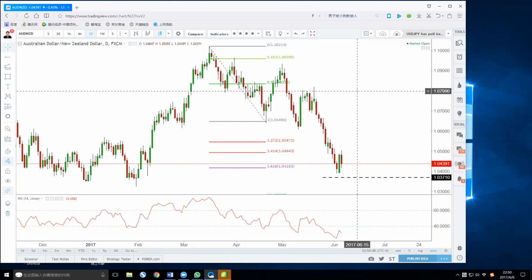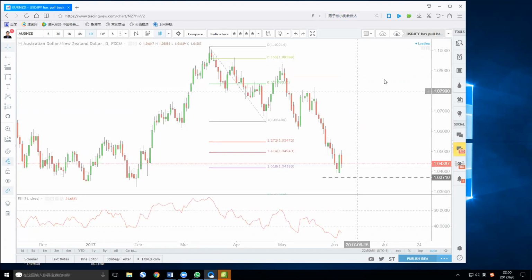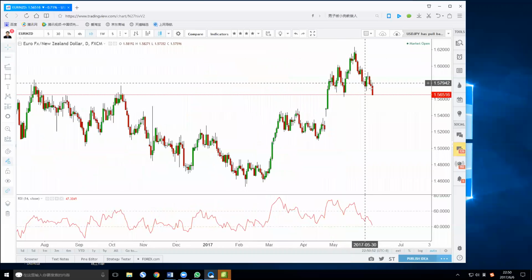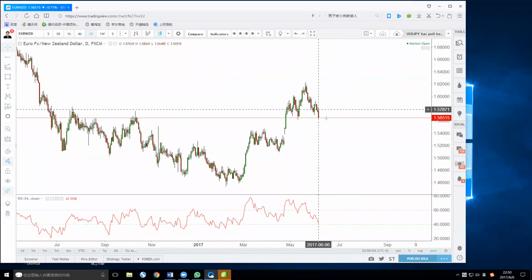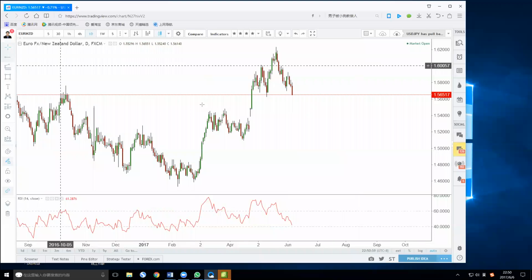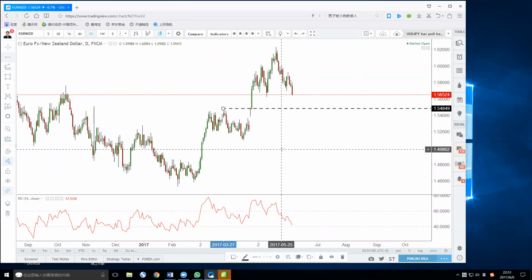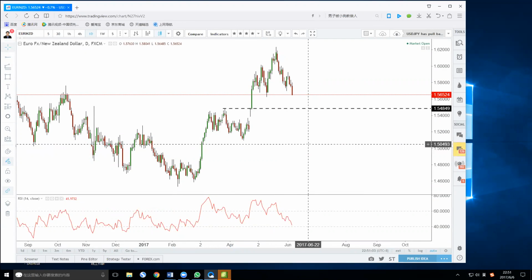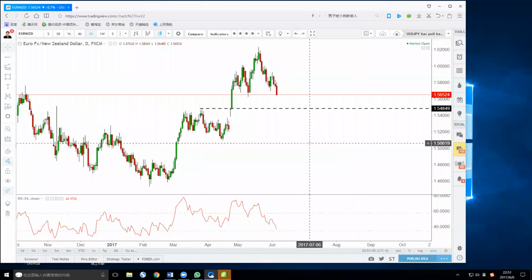Euro Kiwi, you're holding till the gap. You mean you are short Euro Kiwi, right? Yes, nice short from Euro Kiwi. Euro Kiwi is going down to here, maybe the neckline first. Nice short for Euro Kiwi. It's actually a very good short.